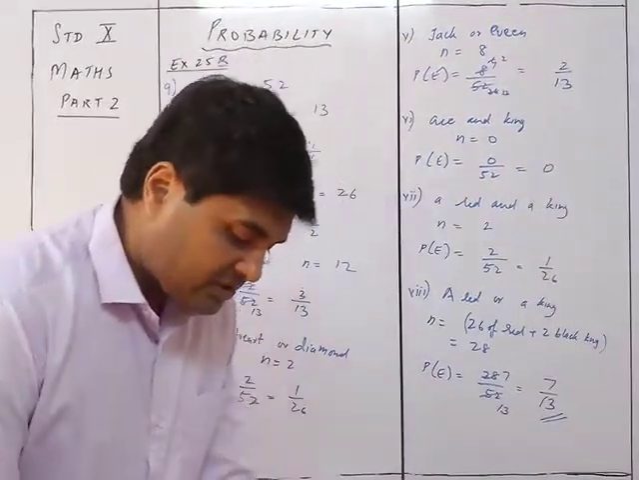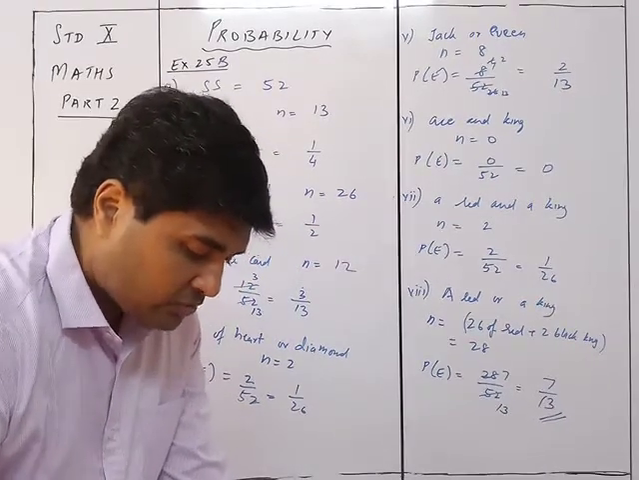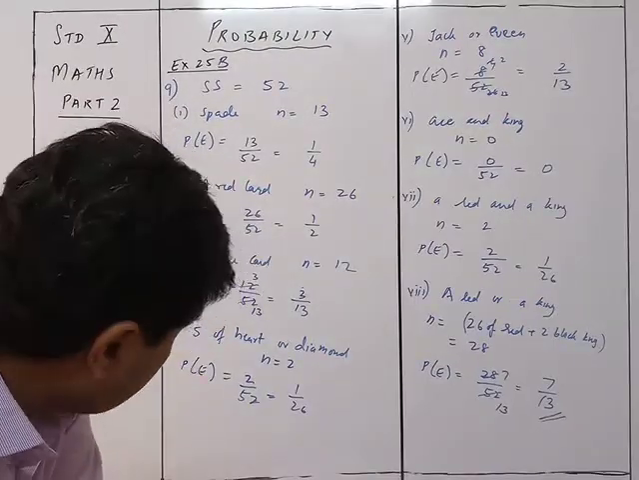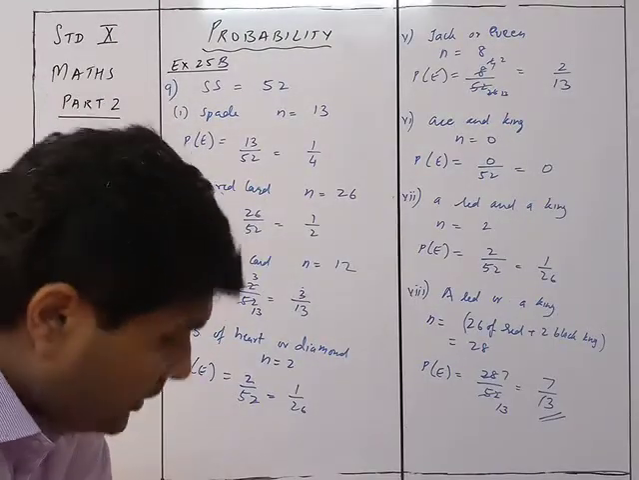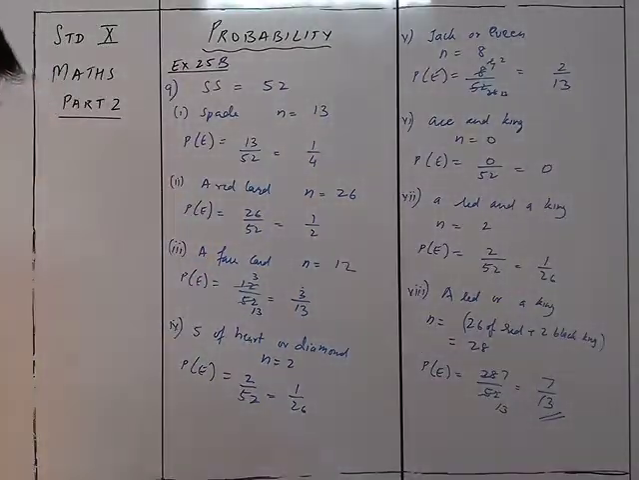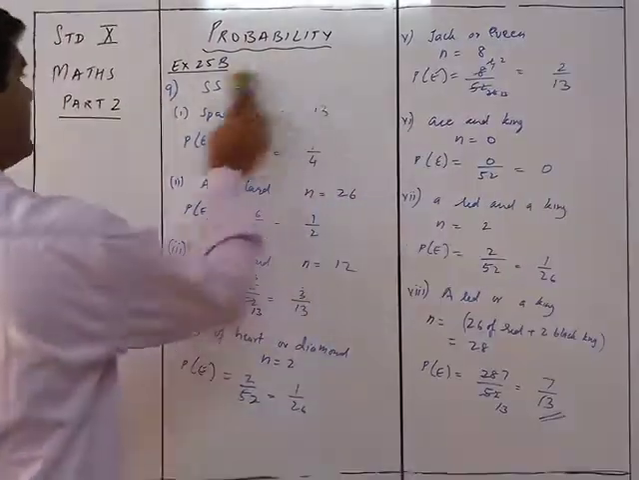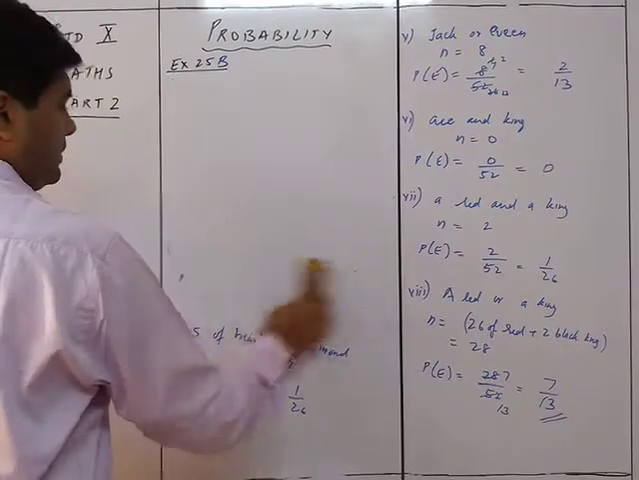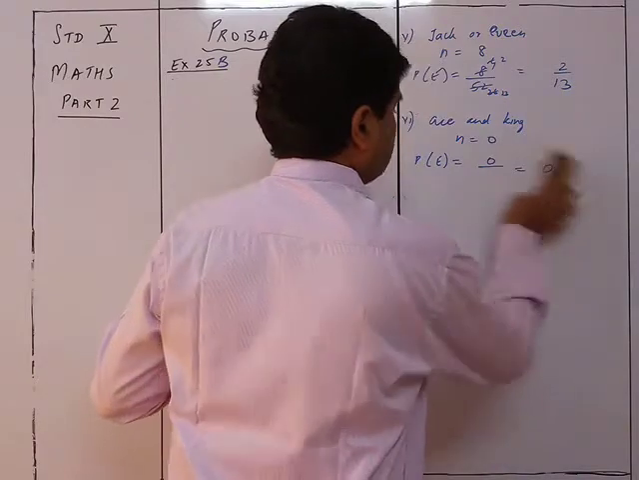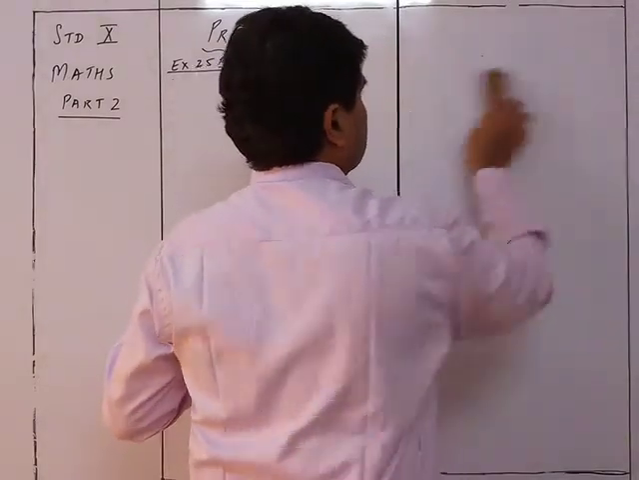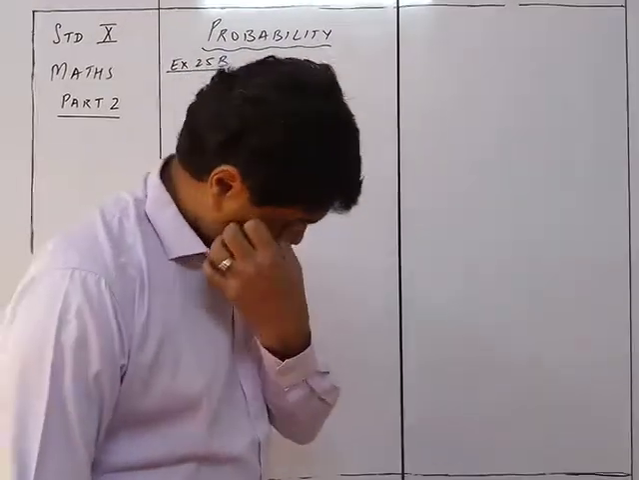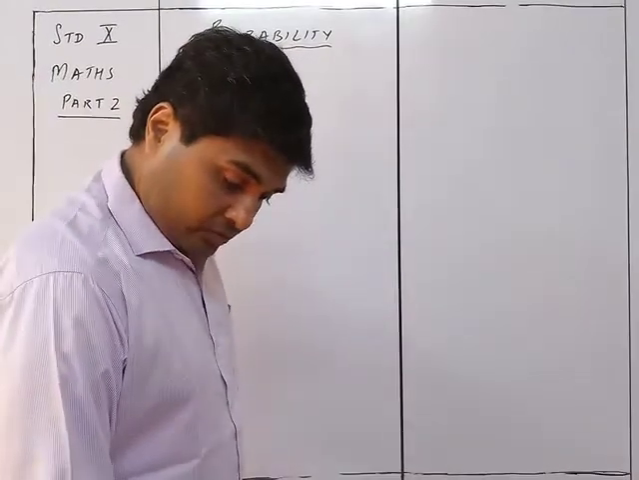We can just cross check the answers for these. So sum number 9, the answers are 1 upon 4, 1 upon 2, 3 upon 13, 1 upon 26, 2 upon 13, 0, 1 upon 26 and 7 upon 13. So that's it. We now move on to sum number 11.